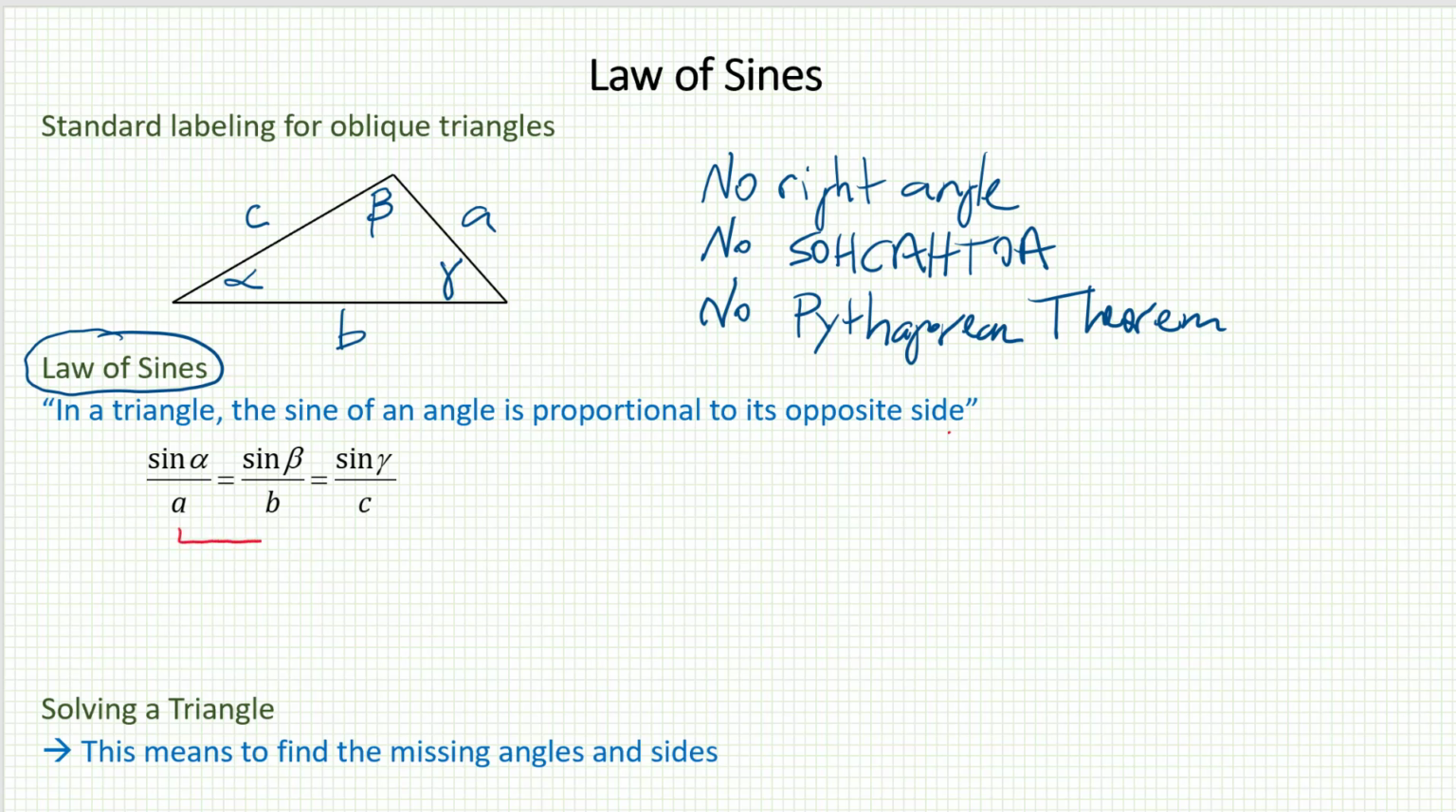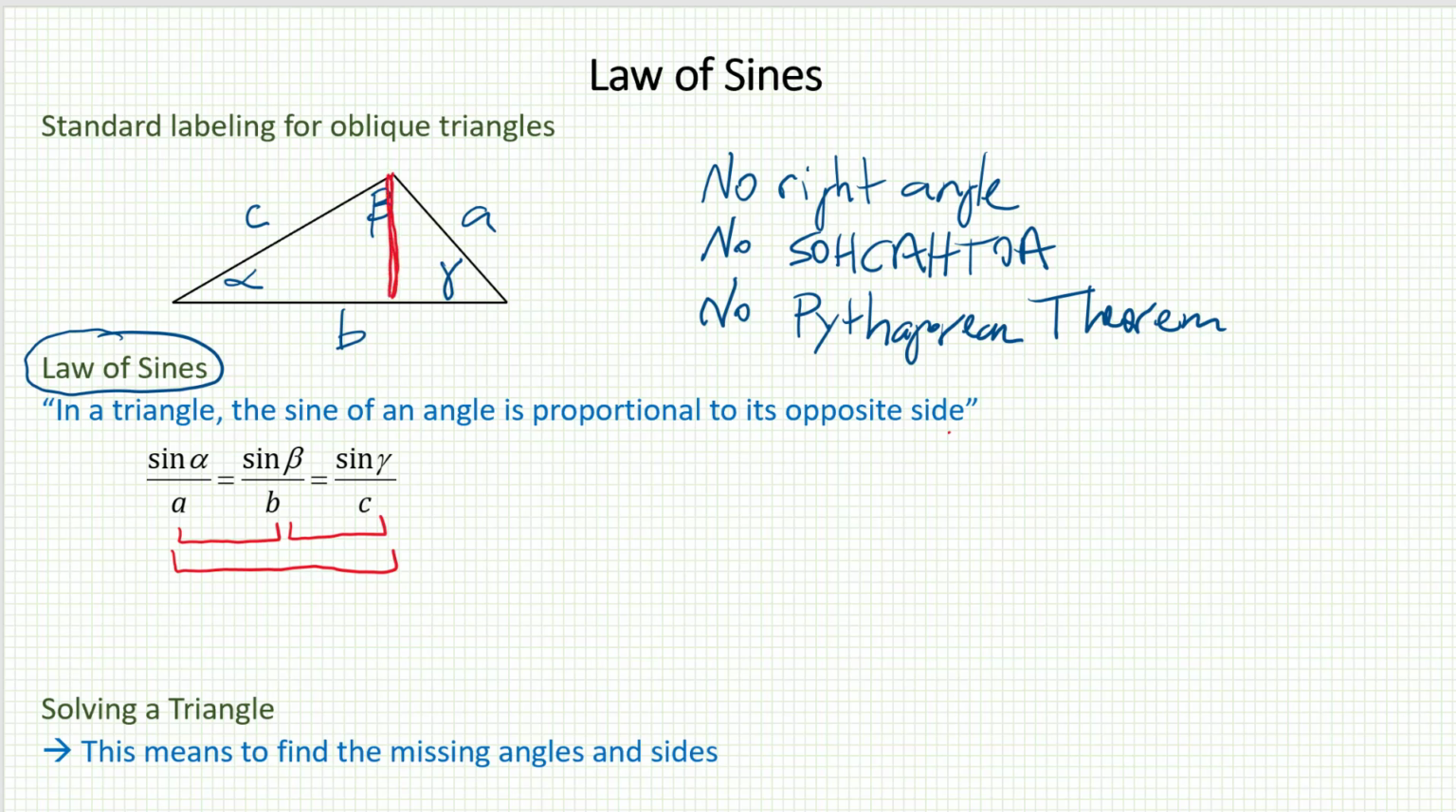There's the one that links angles alpha and beta, the one that links angles beta and gamma, and the one that links angles alpha and gamma. Three equations in one, the law of sines. Now, where did this come from? I mean, how do we know that this is a true statement? It's actually pretty easy to derive.